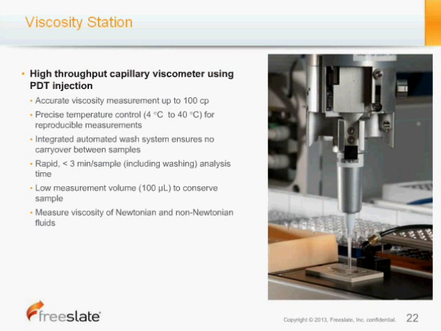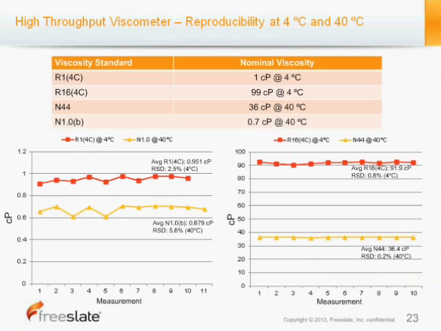To benchmark the performance of the high-throughput viscometer, we measured 4 viscosity standards. We measured at different temperatures. We measured a 1 centipoise and a 99 centipoise viscosity standard at 4 degrees C, and a 36 centipoise and a 0.7 centipoise viscosity standard at 4 degrees C.